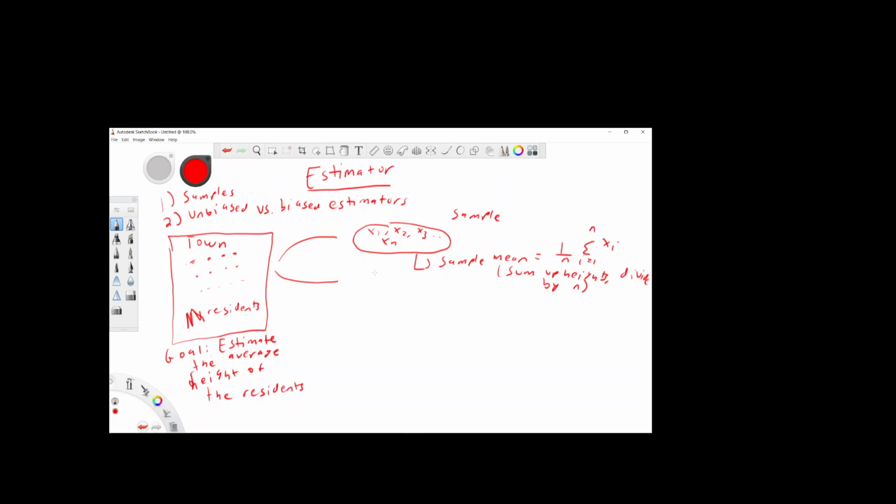Because maybe the doubtful skeptic in this first sample might say, I don't believe this mean. Give me another sample. So the skeptic goes out and collects their own sample, right? So this might be a different x1, x2, x3, all the way to xn, and they get their mean. And you can imagine that we can repeat this process over and over and over.